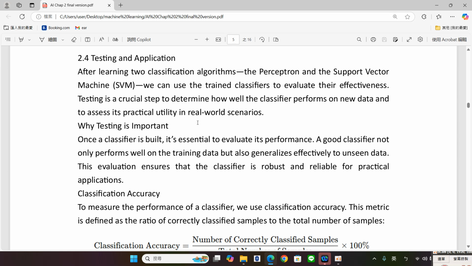A good classifier not only performs well on the training data but also generalizes effectively to unseen data. This evaluation ensures that the classifier is robust and reliable for practical applications.